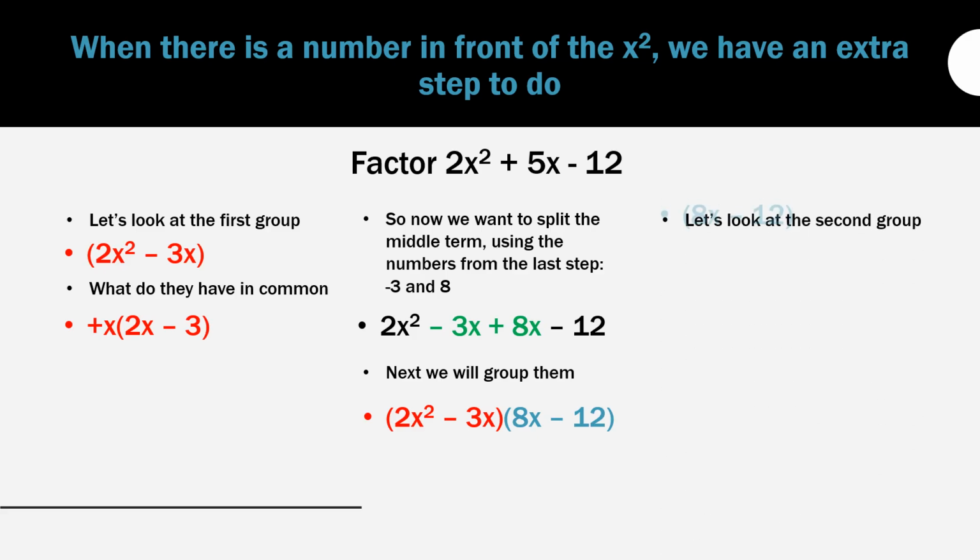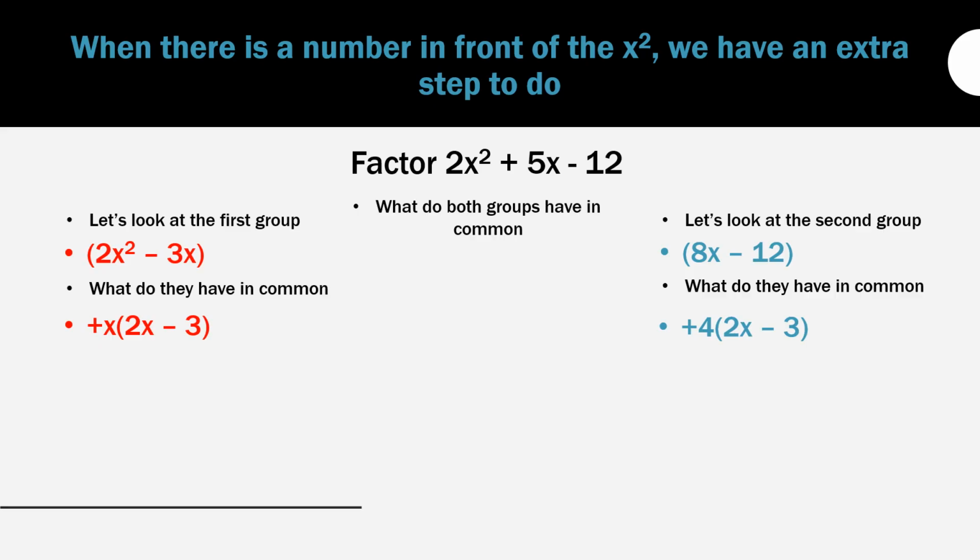Looking at my second group, that's my 8x minus my 12. What do these guys have in common? Now, this is a little bit tougher. They don't have any letters in common, but they do have a number in common. Both of these terms, 8x and negative 12, are divisible by 4. More specifically, they're divisible by a positive 4. So if I take my 8x and divide it by a positive 4, we get to keep a 2x in the parentheses. Negative 12 divided by a 4 is a negative 3.